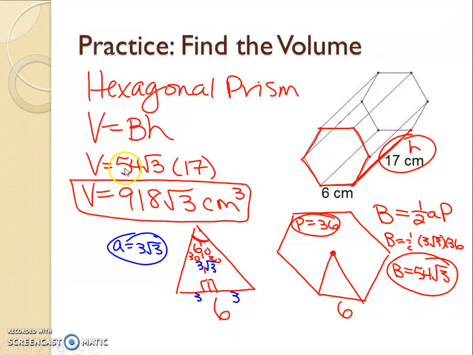So you're going to also only combine like terms, whole numbers. 54 times 17 is 918. This one you cannot combine, so you just write it down. So this will be the volume for hexagonal prism.